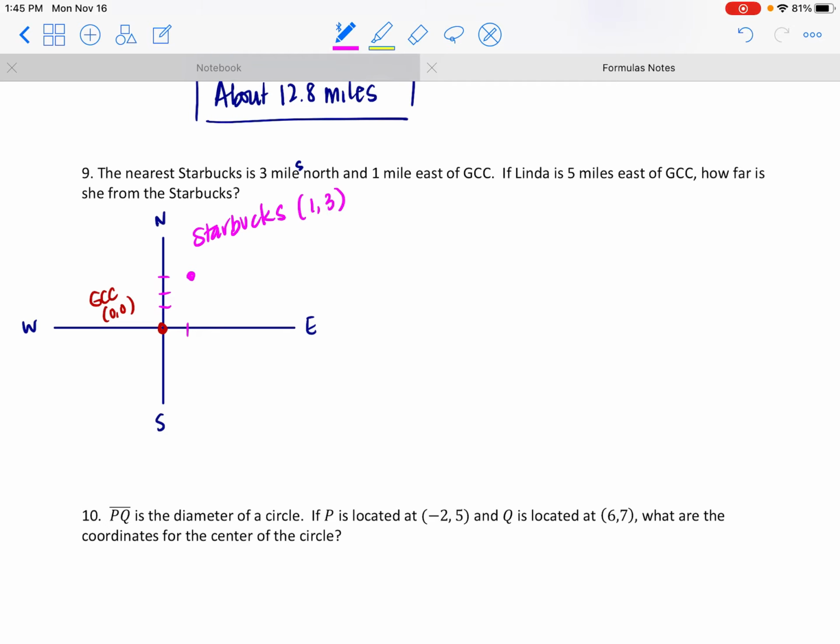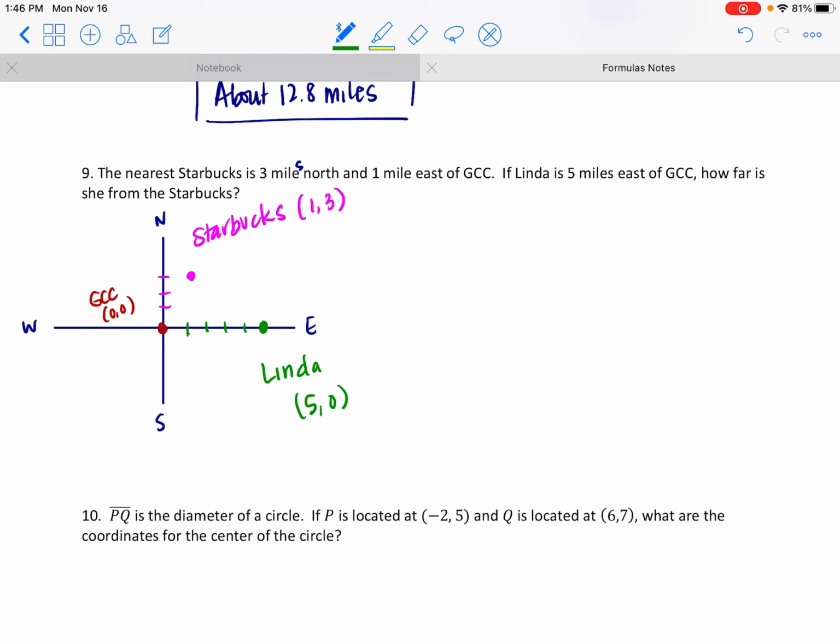And then Linda, let's put Linda on the map here. Linda's 5 miles east of GCC. So 1, 2, 3, 4, 5 miles east would put Linda right there. So Linda is at 5, 0.